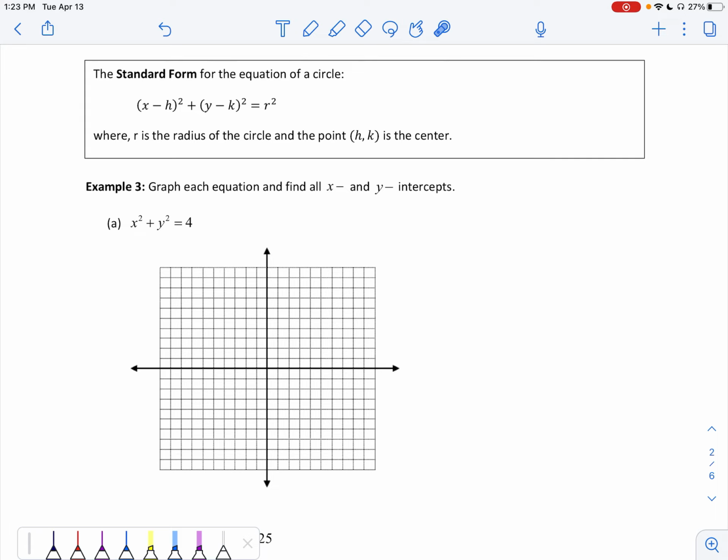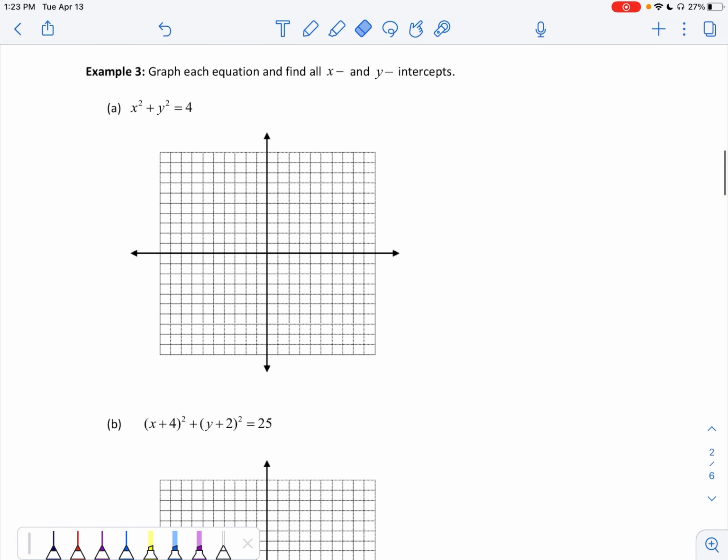So basically, when you're looking at your factors right here, just like with any factor, you're going to take the opposite of it. So since this is a minus h, the center of the circle would be at a positive h. And since this is a minus k, the center of the circle would be at a positive k. But say these were both positives, then the h and k would both be negative. So just take the opposite of the factor, okay? All right, so let's take a look at this first example here.